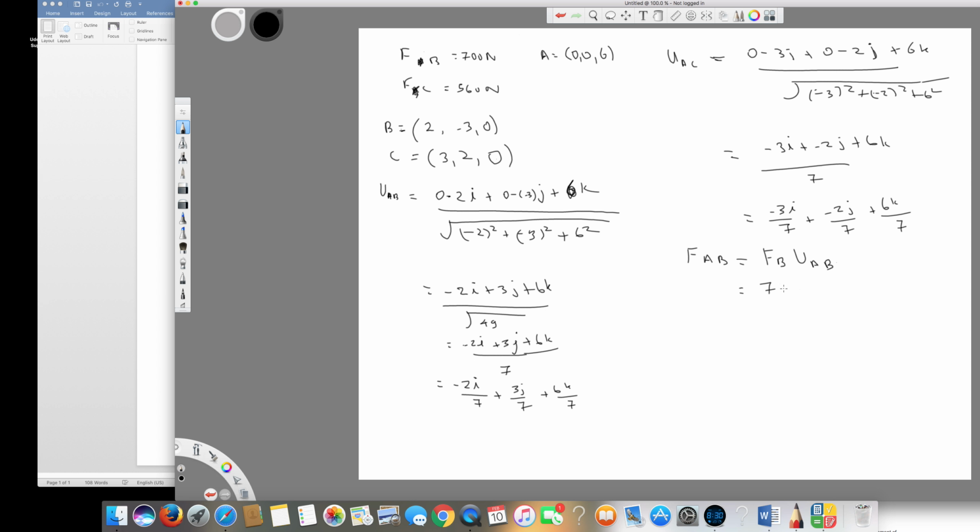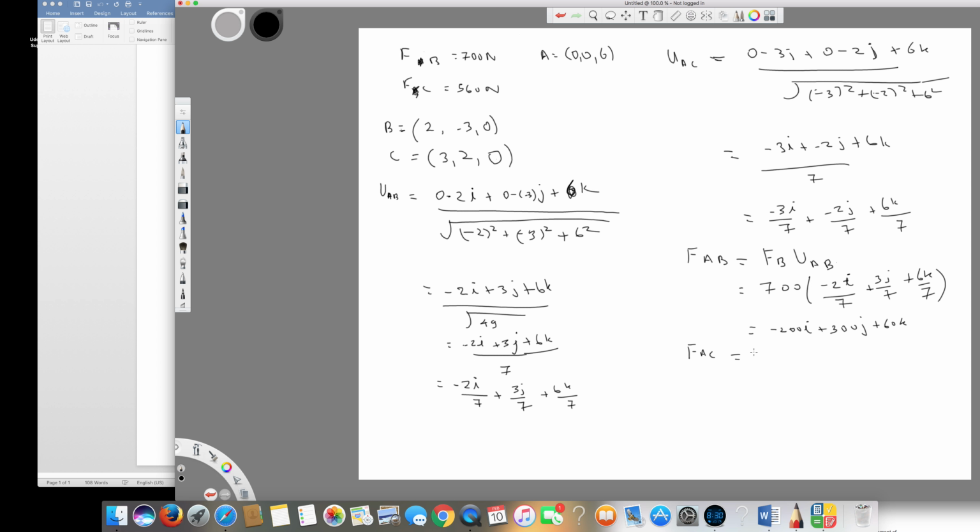FB is 700 Newton. 700 Newton multiplied by this whole thing, minus 2 over 7 i plus 3j over 7 plus 6k over 7. If I simply multiply this, the 7s cancel, so it's going to be 100 times negative 2, which is negative 200i, plus 300j plus 600k. So this is my FAB, and now I have to find FAC.